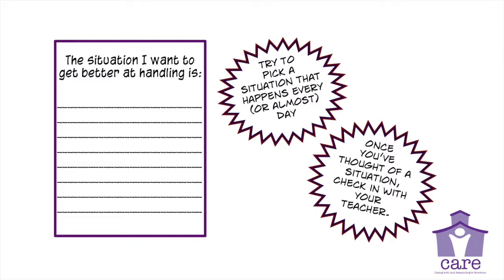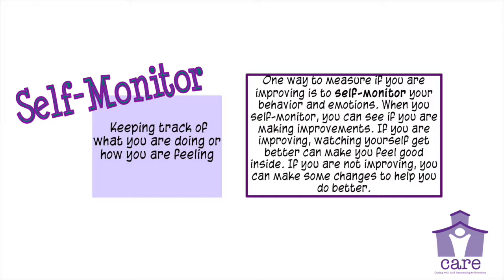And so once students have all picked their situation, you can introduce the concept of self-monitoring. This is at the bottom of that page in the student workbook. When students self-monitor a situation, they're keeping track of how they're doing, what they're doing, and how they're feeling. You can tell students that the reason we do this is if we're self-monitoring our behavior and emotions, and we're watching ourselves get better at handling our emotions and reacting in an appropriate way, it's going to make us feel really good inside. And if we're not improving, we can figure out what we need to do differently so we can get better.